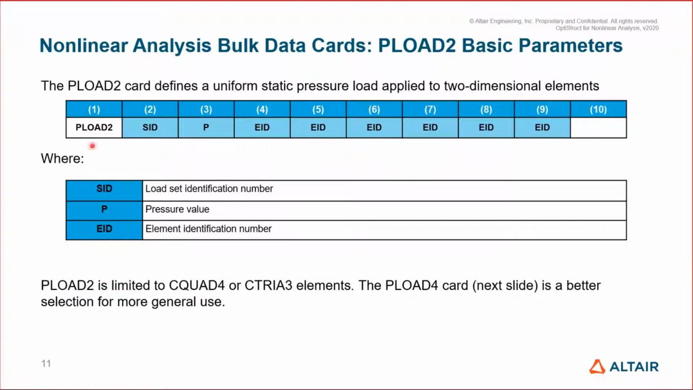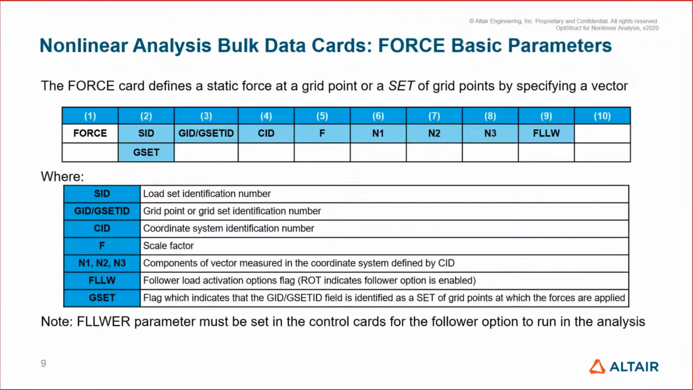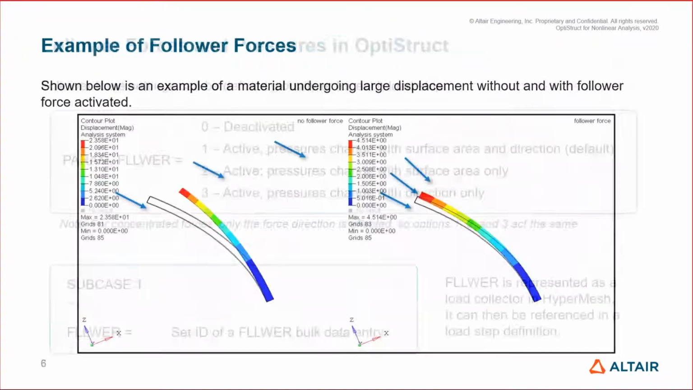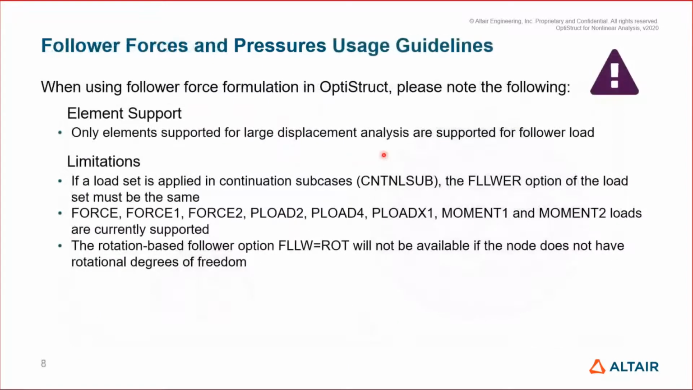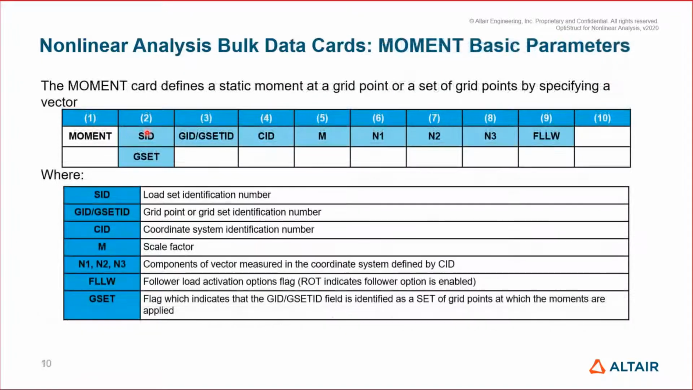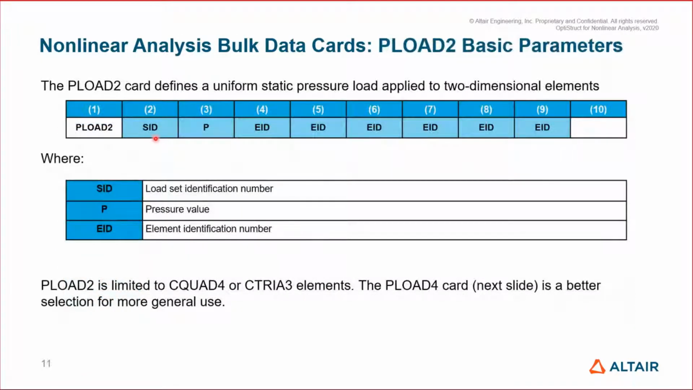PLOAD2. If you're using PLOAD2, then you need to turn it on from the PARAM. Remember, there are two ways to turn it on. One is from the PARAM. So if you're using PLOAD, the way to turn it on is by using this PARAM card here. This will activate the pressure, and the pressure will change according to the surface. Normally we set follower pressure, PARAM FOLLOWER, to 1. So this will actually update. All right. So if you're using PLOAD, doesn't matter PLOAD2 or PLOAD4, you need to turn on the PARAM follower if you're going to use the follower load for pressure.